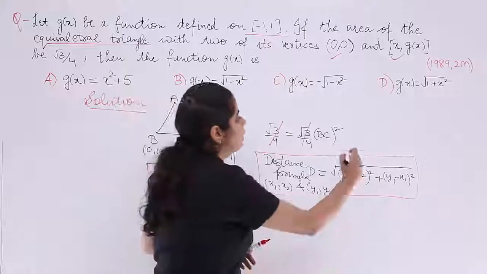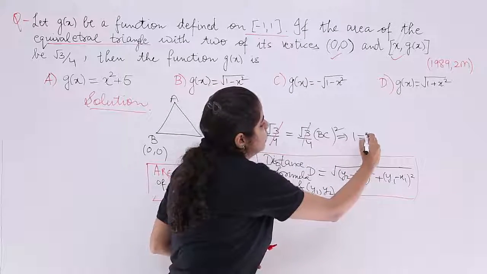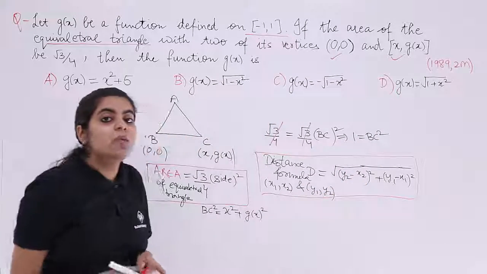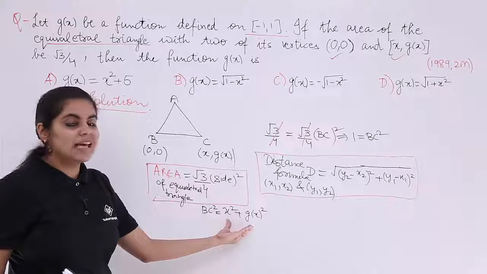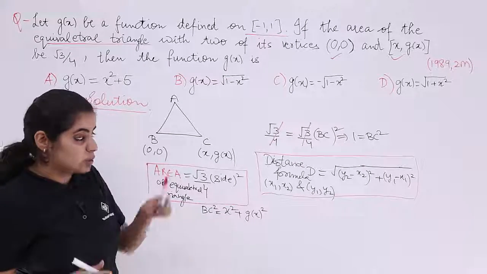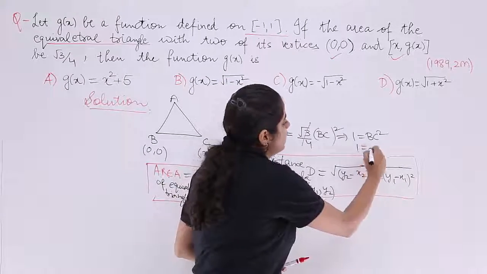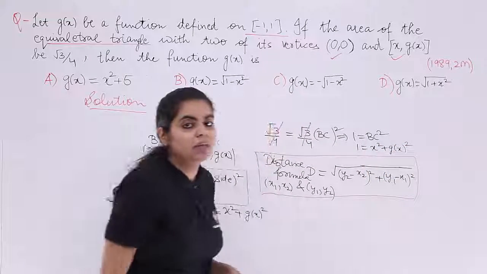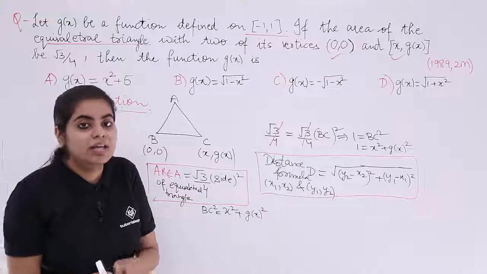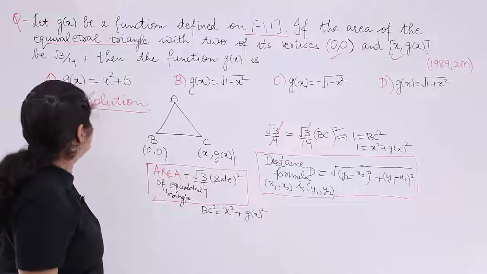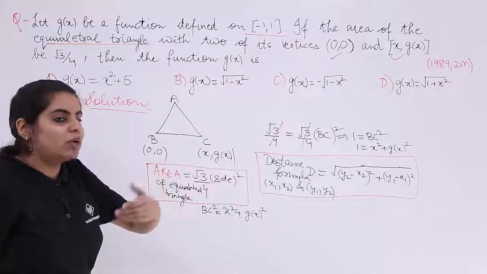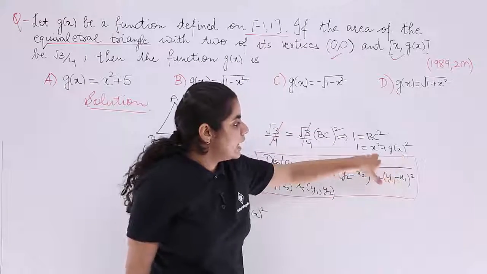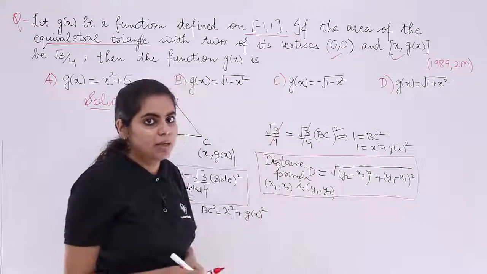So let's put the value. I have 1 is equal to BC square. Now what is BC square? BC square is x square plus g(x) whole square. Write the value: 1 is equal to x square plus g(x) whole square. What are we supposed to find? Check the options. We are supposed to find the value of g(x). What is g(x) from here? g(x) is basically under root 1 minus x square.